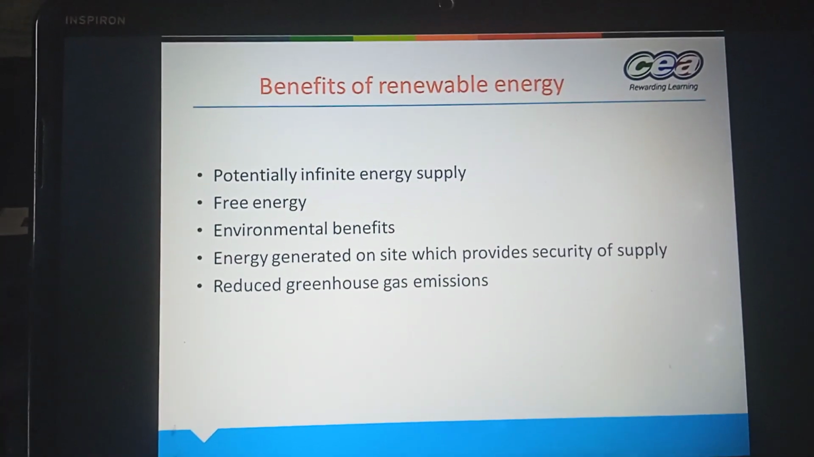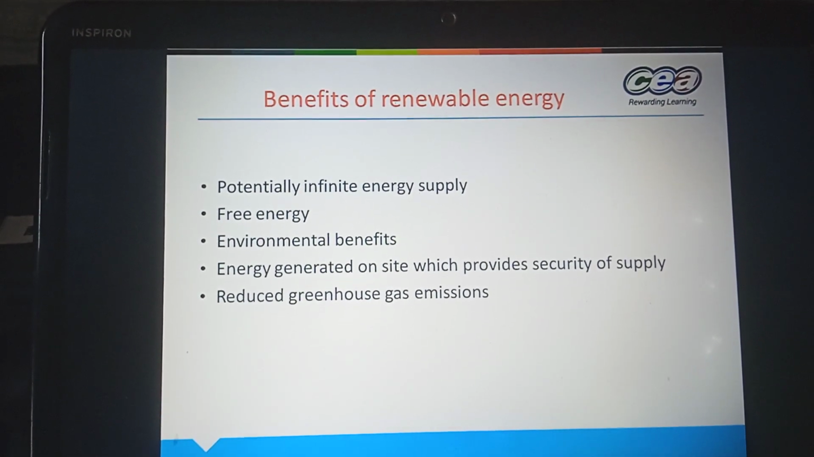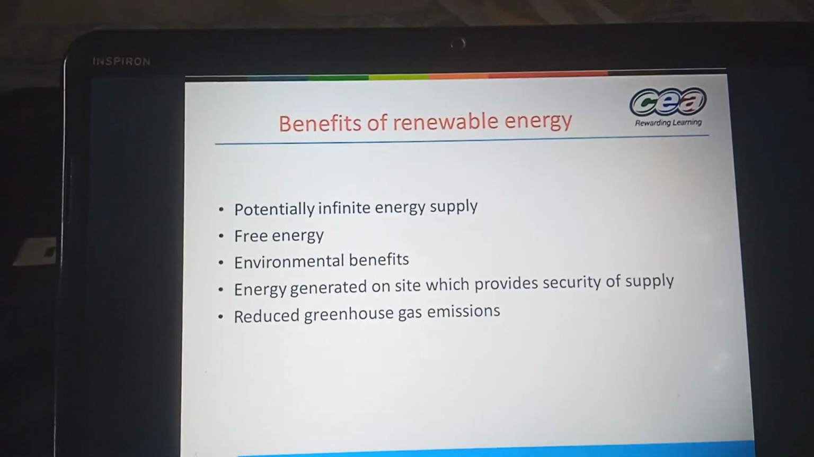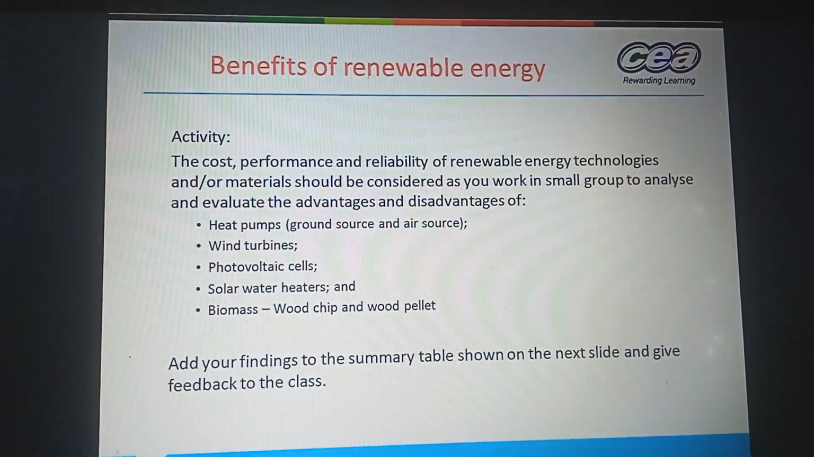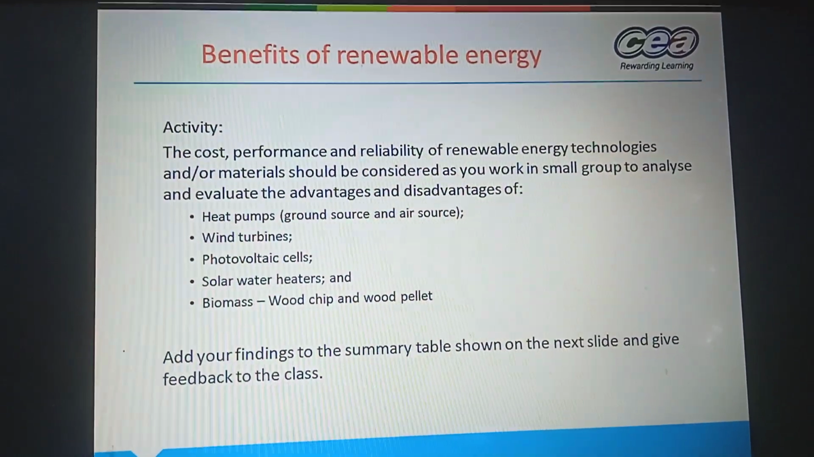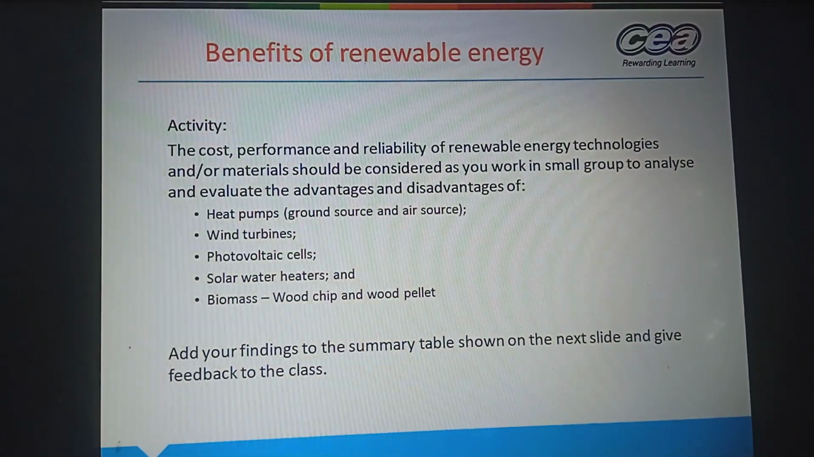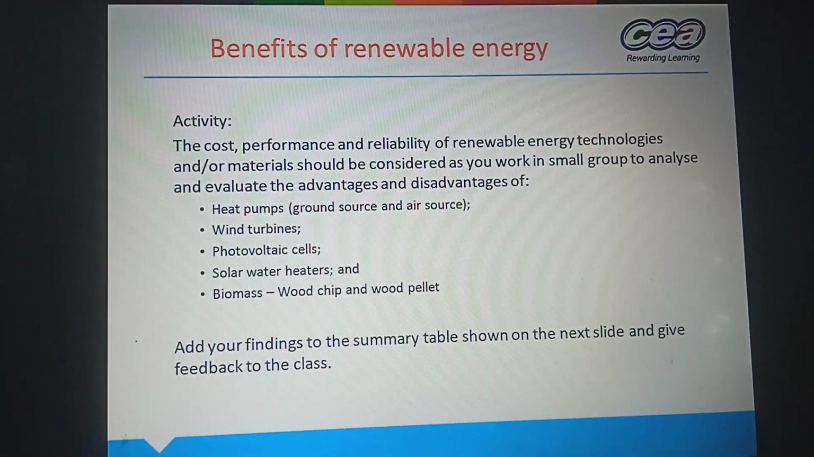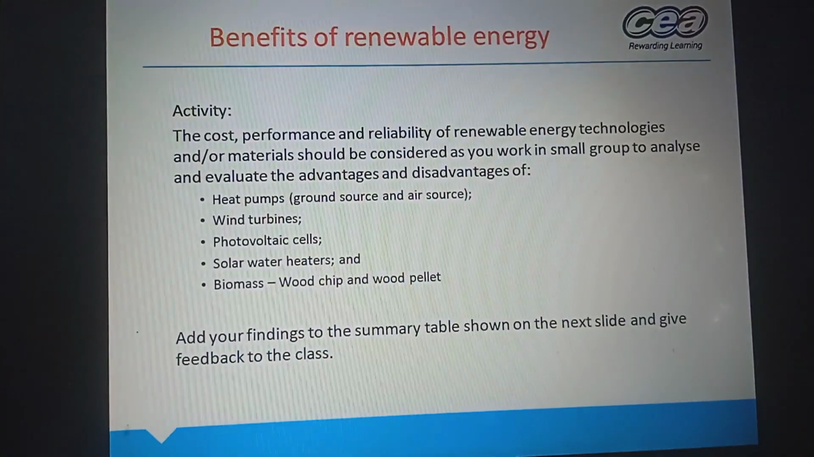Some of the benefits of renewable energies. First one is a potentially infinite energy supply, free energy, environmental benefits, energy generated on site which provides security of supply, and reduced greenhouse gas emissions. The activity: the cost, performance and reliability of renewable energy technologies should be considered as you work in small groups to analyze and evaluate the advantages and disadvantages of heat pumps, wind turbine, photovoltaic cell, solar water heater, biomass.